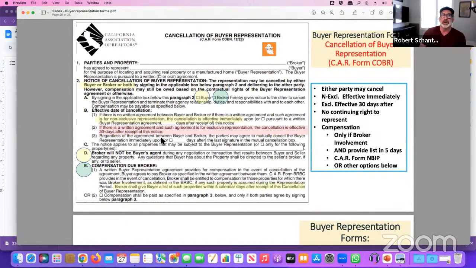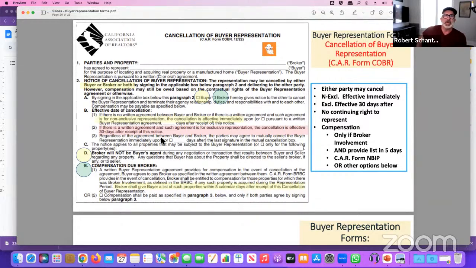This is where we're going to cancel the buyer representation forms where they're exclusive, non-exclusive, and define who's canceling and the protection period for how long you can be paid on something if the buyer goes around and buys something that you showed them.